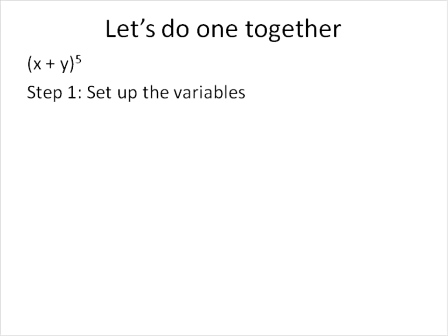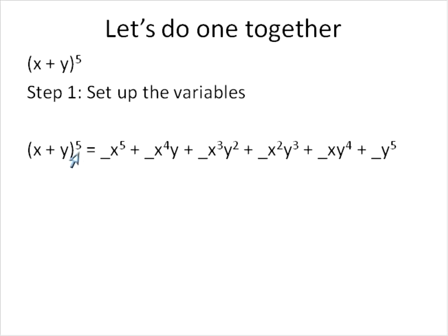First off, we're going to set up our variables. Remember, x starts at 5 and descends down to 0. Y starts at 0 and goes 0, 1, 2, 3, 4, and 5. All right, so our variables are all set up. Now our coefficients are going to be the combinations.